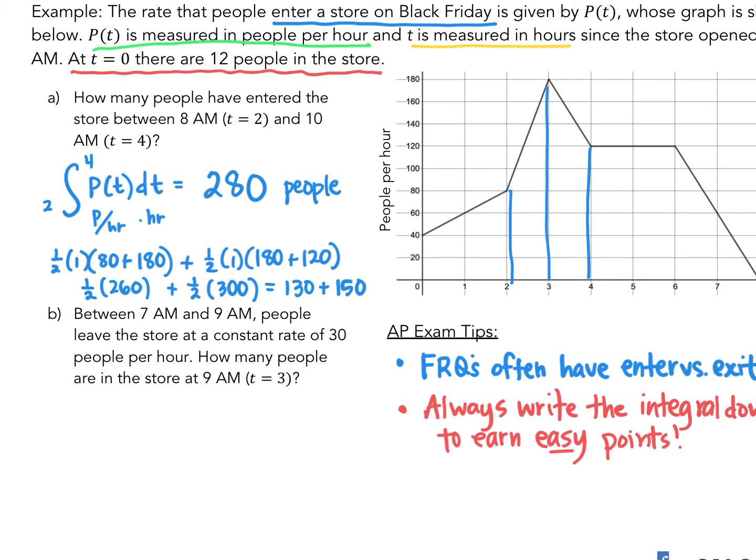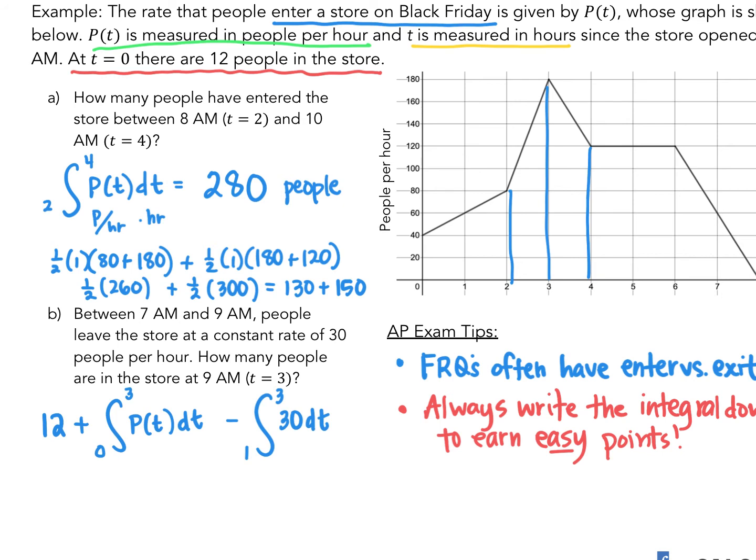So we have to start with the number 12. That is the initial condition of how many people are in the store. Then we're going to write our integral to represent the people who are going in, and the people who are going in are the P of T people. They are going in from the beginning until 9 a.m., so that's 0 to 3. Then we are going to subtract the people who have left. Only they started leaving at a different time. They didn't start leaving till 7 a.m., which is 1 hour in, until 3. And the constant rate there of 30 people per hour dt.